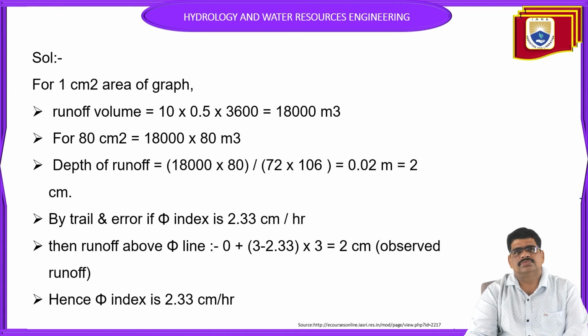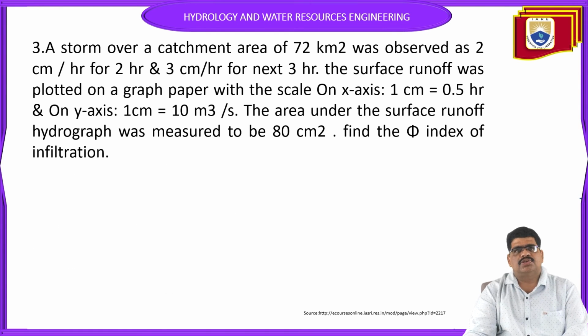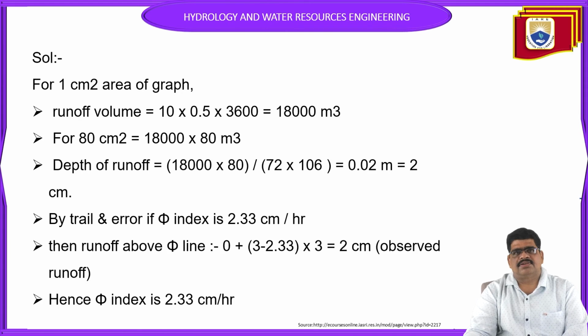So another problem. A storm over a catchment area of 72 square kilometers was observed at 2 centimeters per hour for 2 hours and 3 centimeters per hour for the next 3 hours. The surface runoff was plotted on graph paper with a scale of 1 centimeter equal to 0.5 hours on the x-axis and 1 centimeter equal to 10 cubic meters per second on the y-axis. The area under the surface runoff hydrograph was measured to be 80 square centimeters. Find the Phi index of the infiltration.